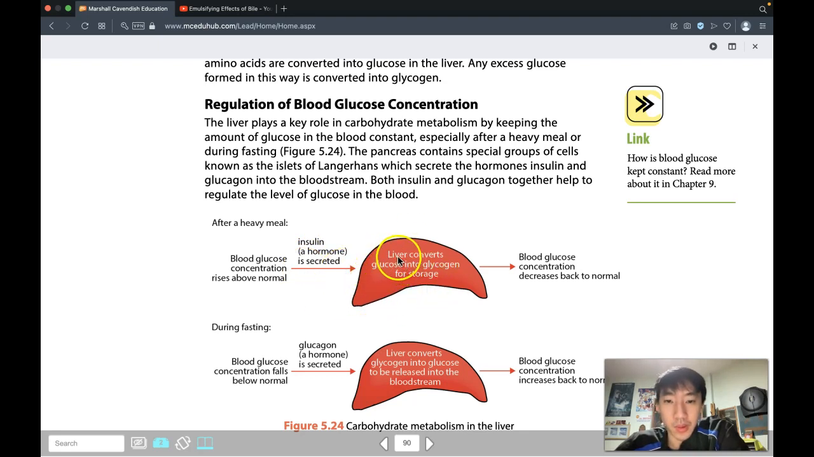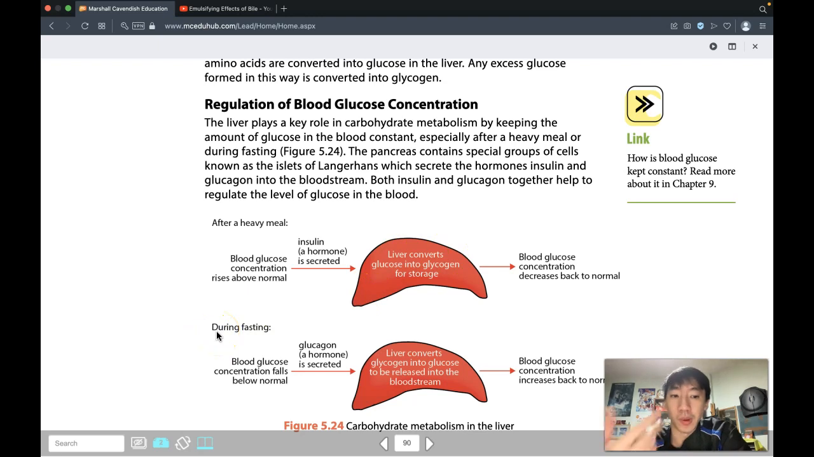The liver will then convert glucose into glycogen for storage. So a lot of the glucose will be stored inside the liver as glycogen. This will cause the blood glucose concentration to decrease back to normal. Yes, insulin also does other things, which we will elaborate on in the future.